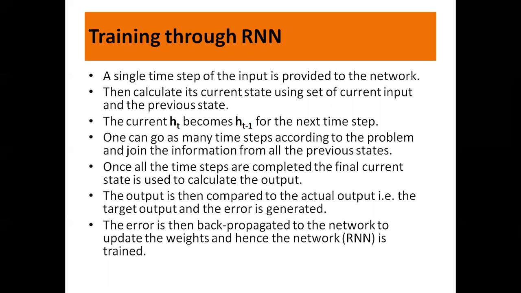The output is then compared to the actual output, that is the target output, and the error is generated using our loss function. The error is then backpropagated through the network to update the weights, and hence the network is trained. So after calculating the error, the weights are changed, and again it is fed back to the input layer.